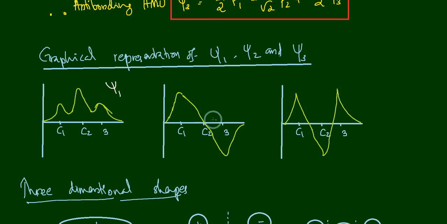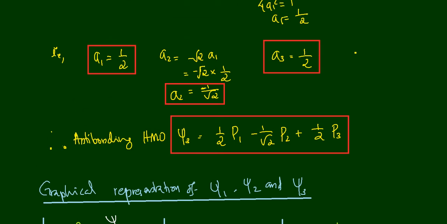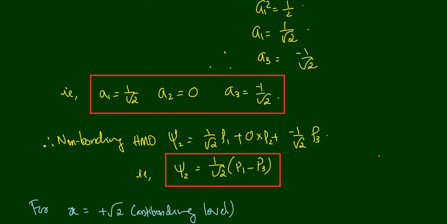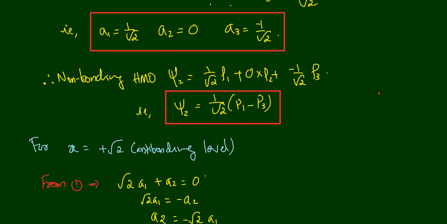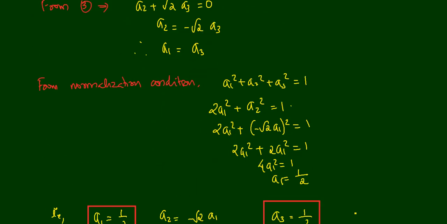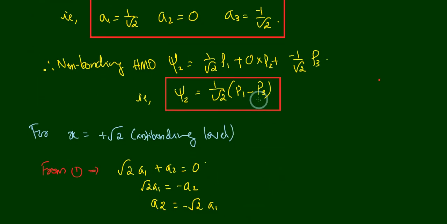Okay, and what about psi 2? In the case of psi 2, what is the expression for psi 2? Psi 2 expression is very important. Psi 2 expression is 1 by root 2 P1 minus 1 by root 2 P3. Okay, and the coefficient of P2 is 0. Okay, so this is obvious from this one. Or we can write psi 2 is equal to 1 by root 2 times P1 minus P3.